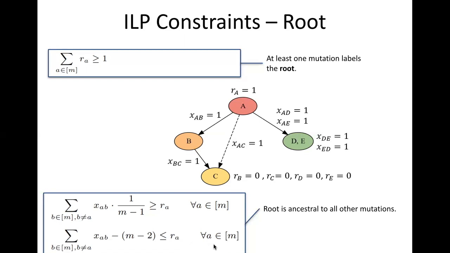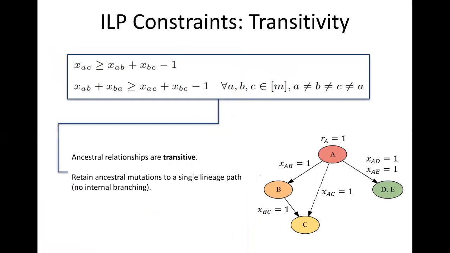We also need to ensure that ancestral relations output by our method are transitive, which means that if mutation A is ancestral to mutation B and B is ancestral to C, then we need to infer that mutation A is also ancestral to C, represented by the X variable. This relation is ensured by the first inequality here.